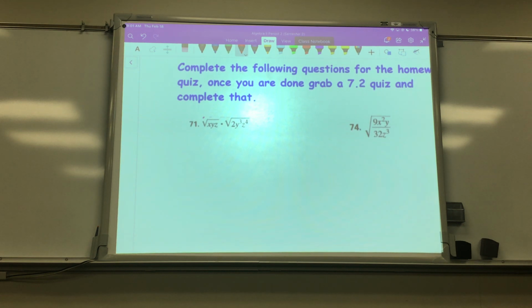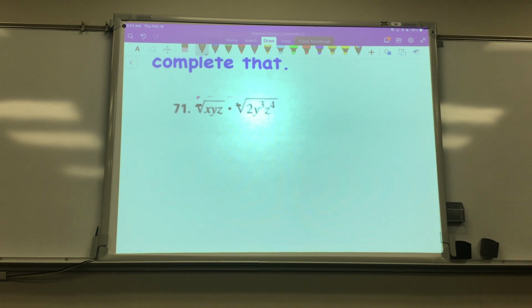Okay, so if we got things in radical form like this, what's the thing that needs to be the same in order to actually do something? Index, right? 2 and 2. So we're good there. And that means I can actually multiply, correct? Okay, so I'm looking at my numbers, 1 times 2. It's gonna be 2. X times no other x, correct? So just x. Y times y cubed would give me y to the 4th. And z times z to the 4th will give me z to the 5th.